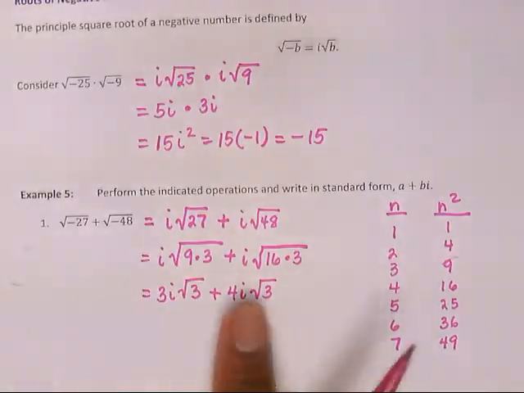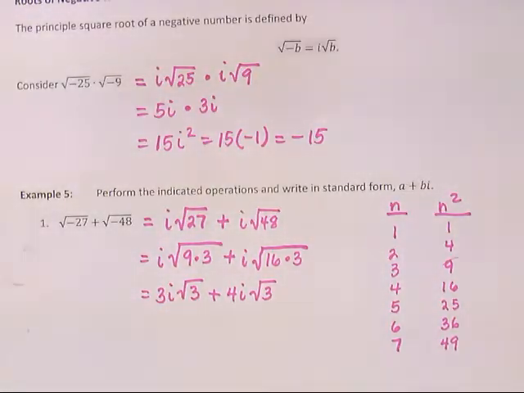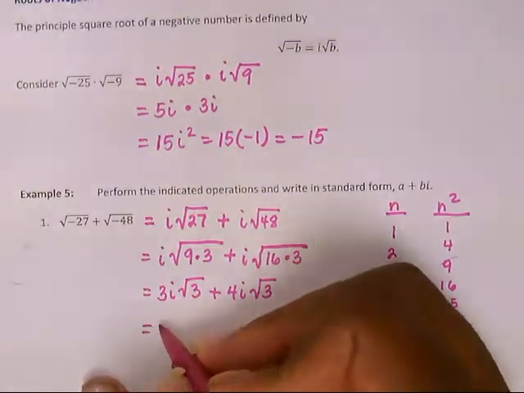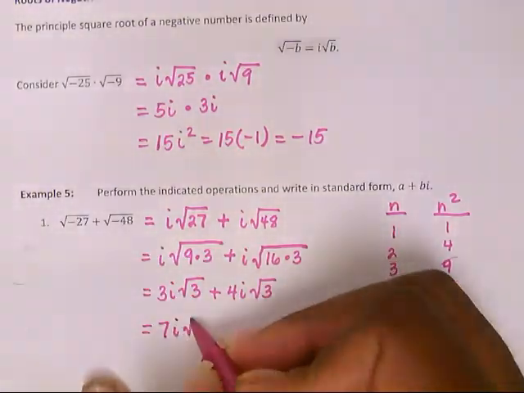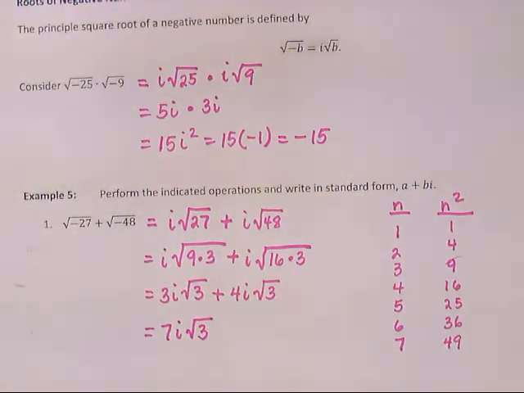Here I got like terms. I can combine their numerical coefficients. So 3 plus 4 will give me 7. So I have 7i square root of 3.